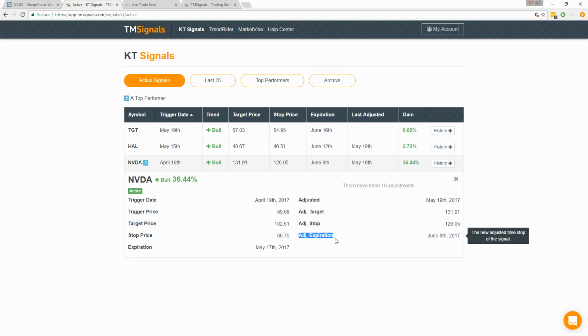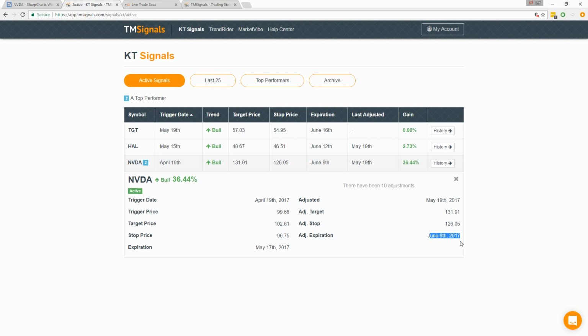And the signals and the setups are such that there is a time sensitivity to them. Now, this isn't a day trading time sensitivity. You can see NVIDIA, it's June 9th, so there's still plenty of time here. And as it continues to hit price targets, this time stop will roll up. But it has nothing to do with options, and everything to do with the algorithm itself and the validity of that signal.